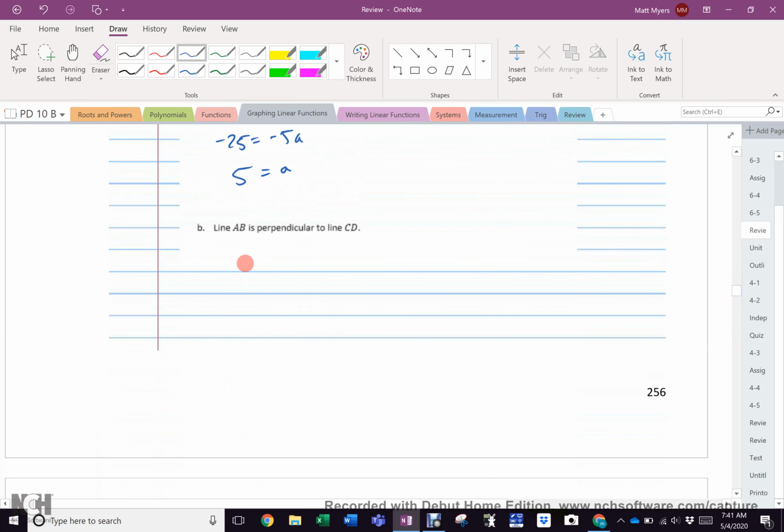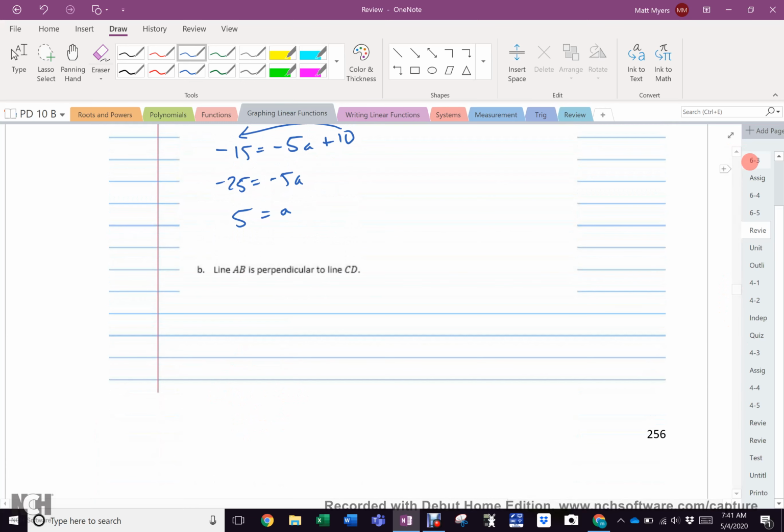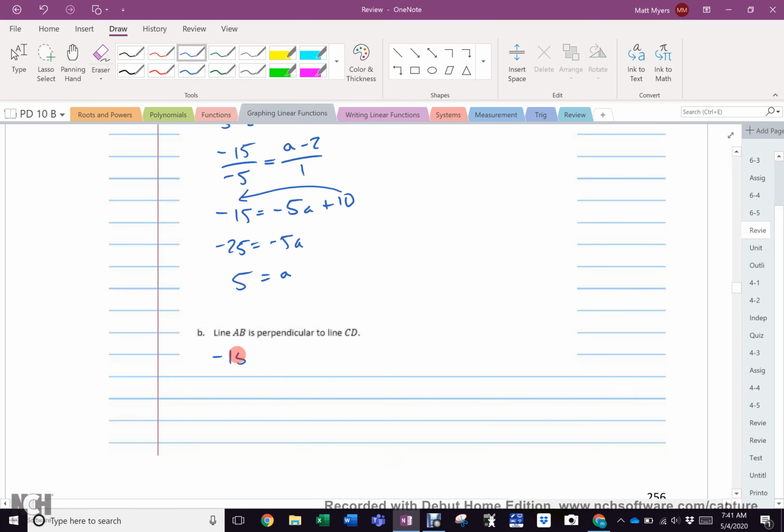And then if they're perpendicular, well, we already know that AB was negative 15 over negative 5. This one has to reciprocate and change signs. So it was A minus 2 over 1. Well, now it's going to be negative 1 over A minus 2. Then I just cross multiply again, which gets me negative 15A plus 30 equals 5. Negative 15A equals negative 25. A equals 5 over 3 once I simplify.